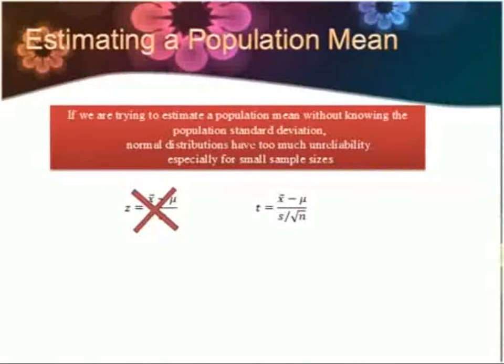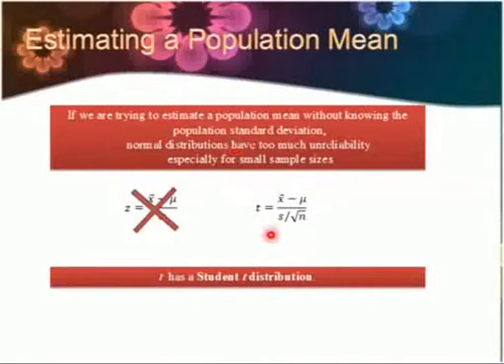So we're actually going to look at what we call a t-score, and this is going to follow a t-distribution. It's very similar. The main difference is in the denominator: instead of dividing by the population standard deviation, we're dividing by our sample standard deviation, which is itself divided by the square root of the sample size.